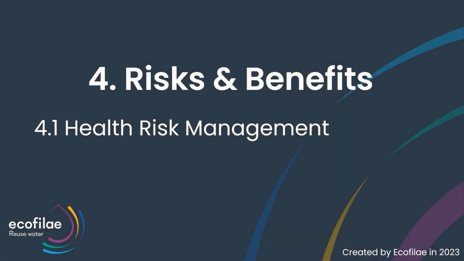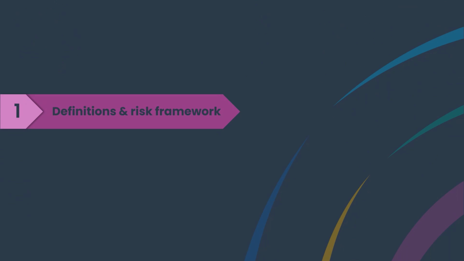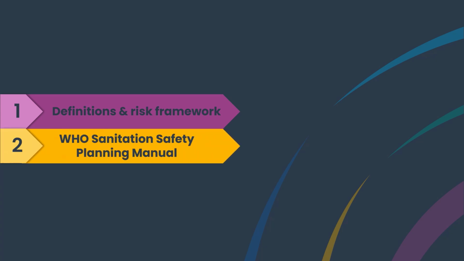The fourth module is all about the risks and benefits of water reuse projects and how these apply to project implementation. In the first section, we're going to look in more detail at health risk management under the World Health Organization framework. First, we'll define some key terms that will help us understand the framework for risk assessment and management. Then we'll look at a useful resource developed by the WHO called the Sanitation Safety Planning Manual.